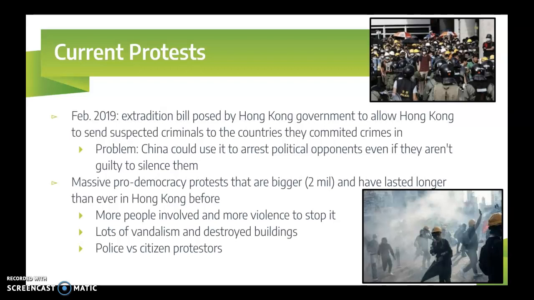So there are more people involved, and there's more violence. The police have started to respond with guns, with tear gas, all of that kind of stuff. Even though this protest started out peacefully, like a lot do, it ended up ramping up, getting into the riot point at some points in the protest because some people get pretty crazy about it. There's been lots of vandalism, lots of buildings destroyed, parts of cities are destroyed, and again, it's kind of the police versus the citizens here.